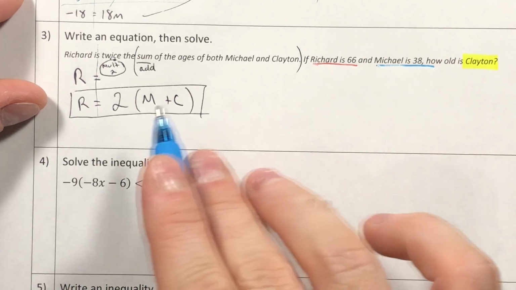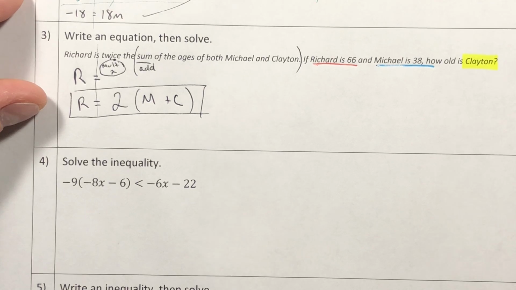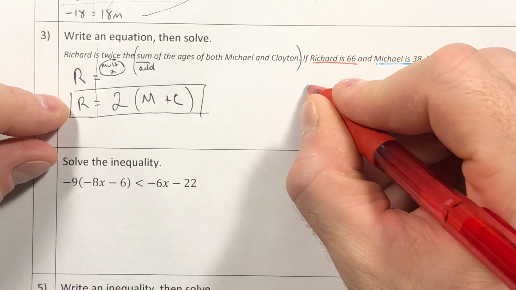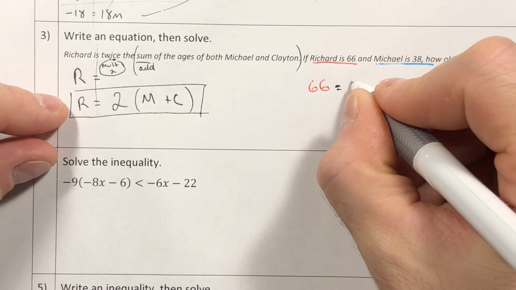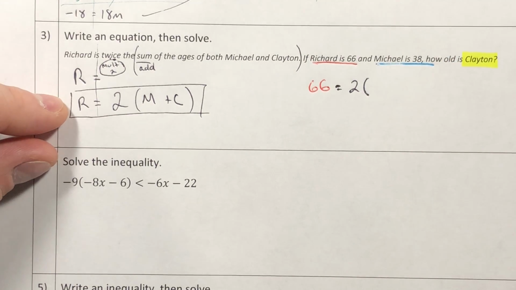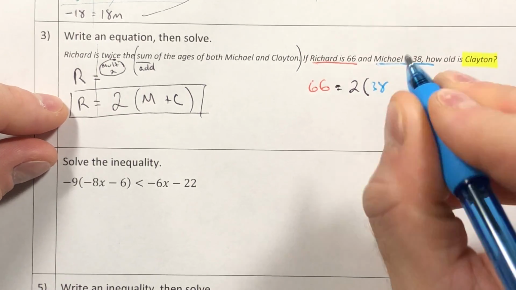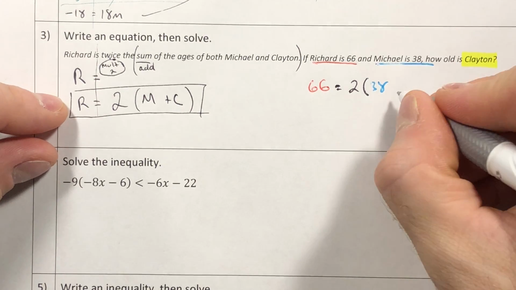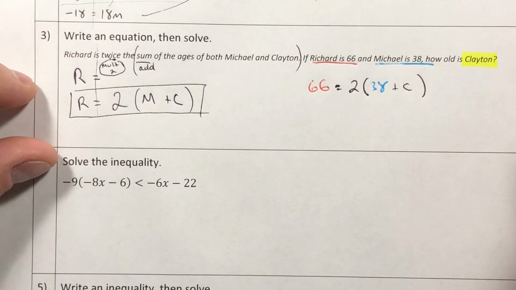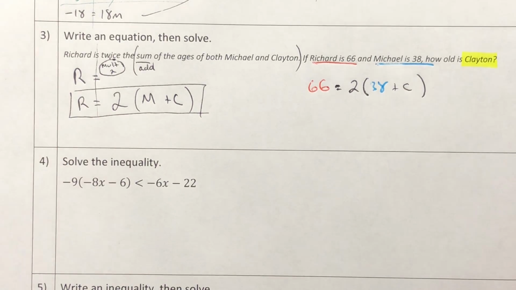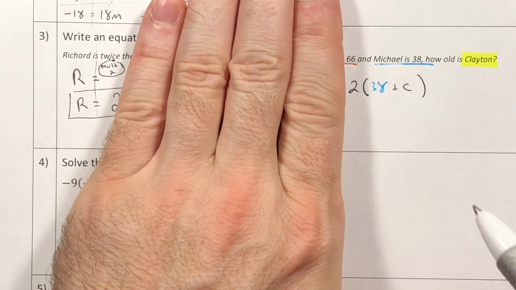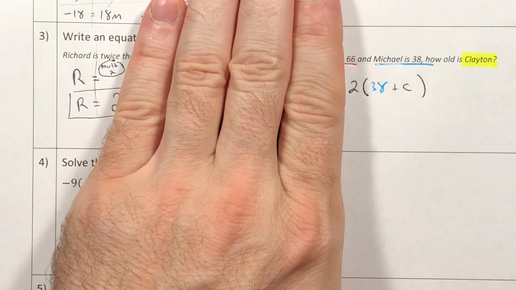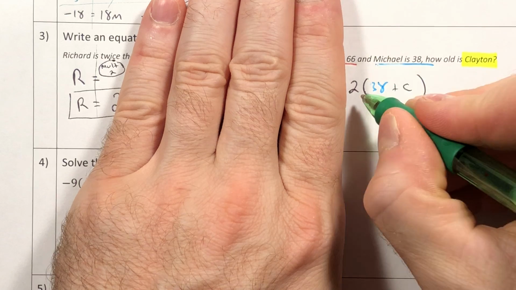Okay, so let's just plug those variables into what we know. So for R, I'm going to take 66 equals 2 times Michael's age, 38, plus Clayton's age. Okay. And now we're going to go through and we're going to solve this equation. So again, I'm going to do my best to isolate the right, and I'm going to simplify this as best I can. Now, when I simplify this, what I'm going to do is I'm going to distribute my 2.